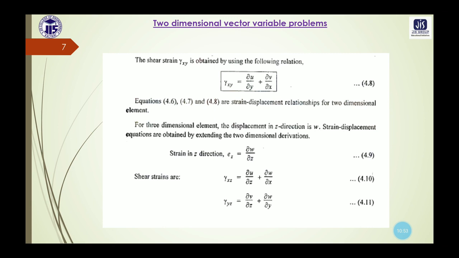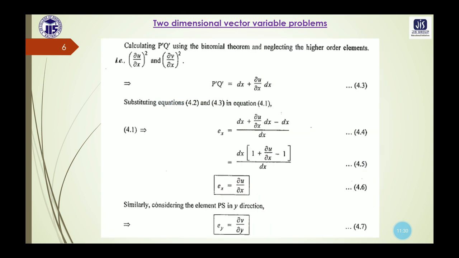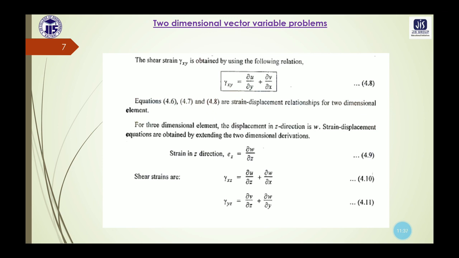Now the shear strain gamma xy is obtained by using the following relation, that is gamma xy equals del u del y plus del v del x. So this is our equation number 4.8. So these equations 4.6, 4.7 and 4.8 are the strain displacement relationships for a two-dimensional element. So these three equations we need to remember to solve the different numericals. That is the equation for Ex, del u del x, then the equation for Ey, del v del y, and the shear strain gamma xy, del u del y plus del v del x.